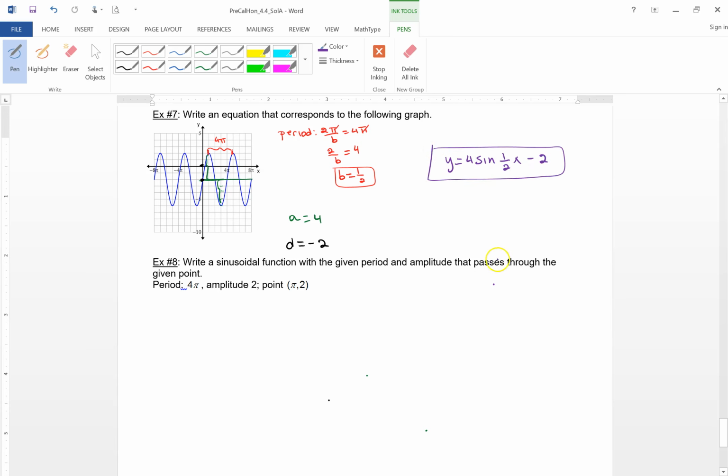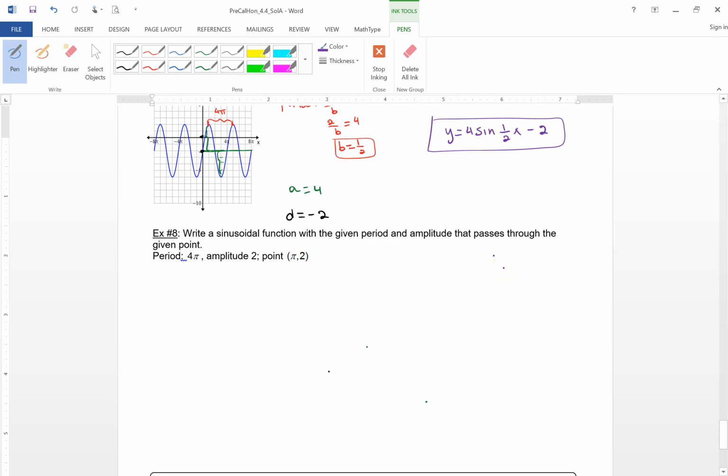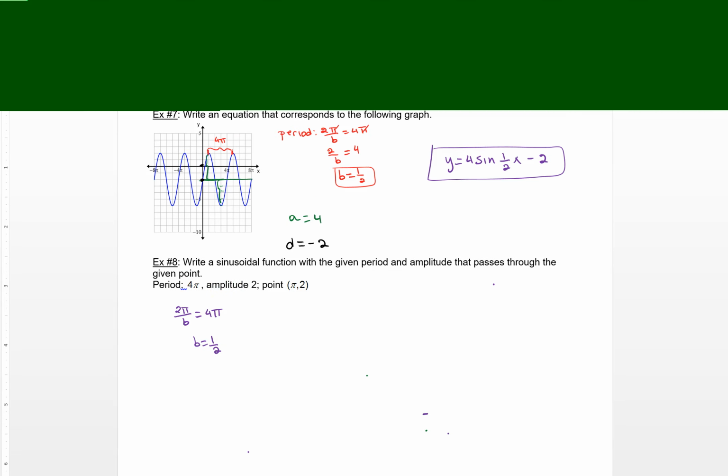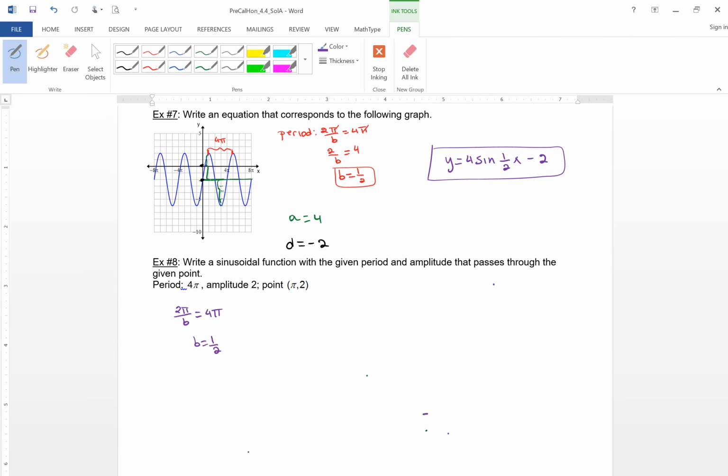All right, here's another one. Write a sinusoidal function with the given period and the amplitude that passes through the point. So again, the period is 4 pi. That means 2 pi over b is equal to 4 pi, and that's what we had up there. So b is now 1/2. This is straight out of the book. So what we're going to do now is the amplitude is 2. So my equation is going to be y is equal to 2 sine half x.